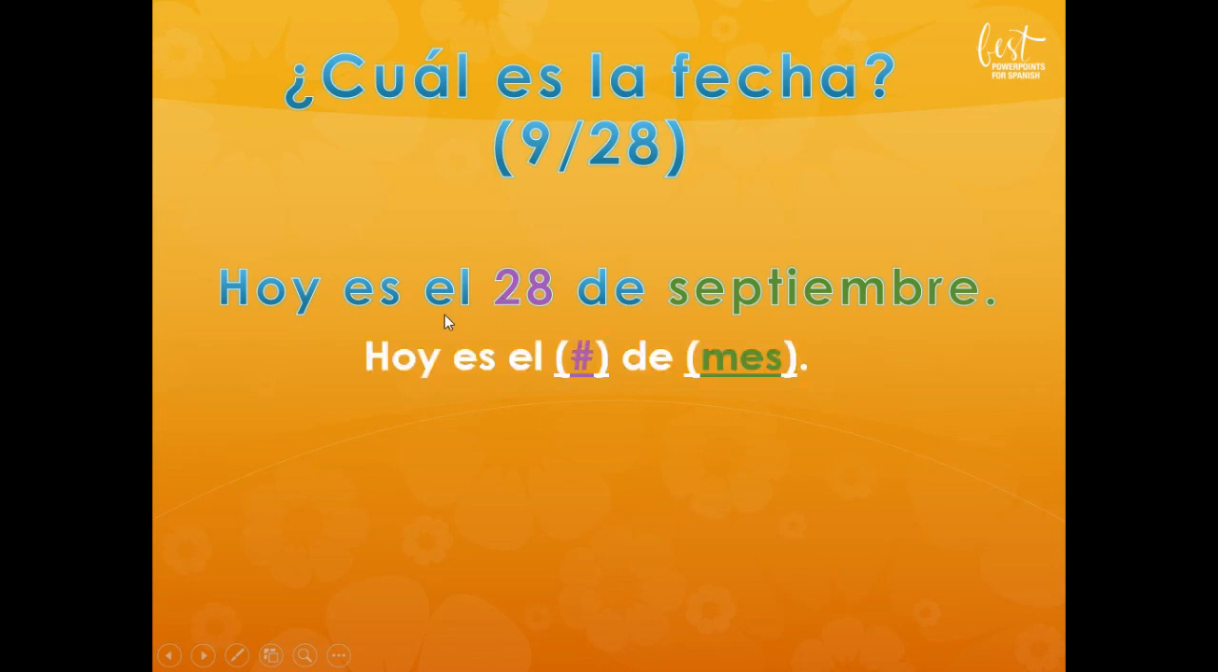we always say it is the, followed by the number, of, followed by the month. So remember, hoy es means today is. So you're not talking about today, it could be any other day. No matter what we're talking about, these four words right here are always going to be the same, or in the same order. So, el número de mes. So the number of, and then whatever month it is.